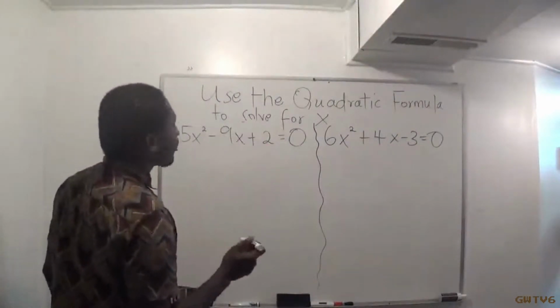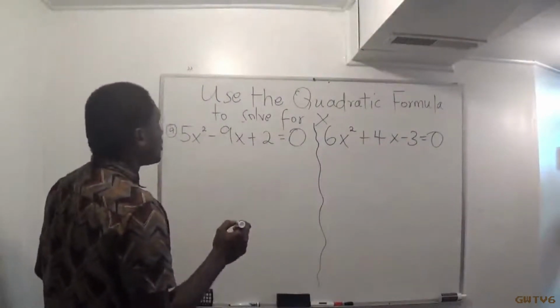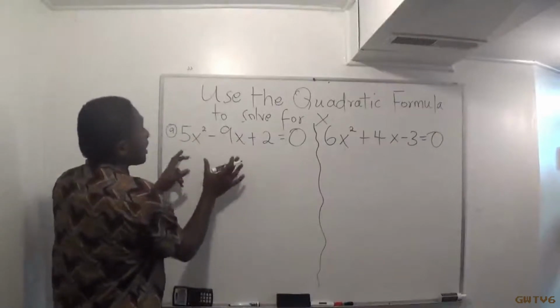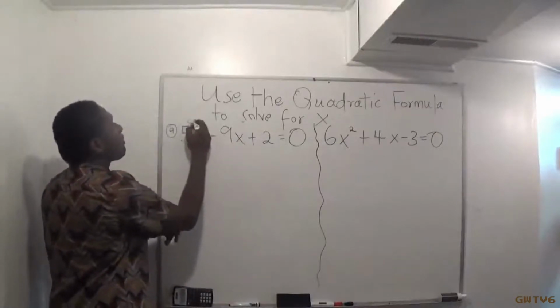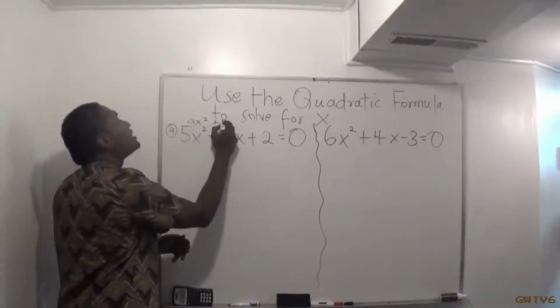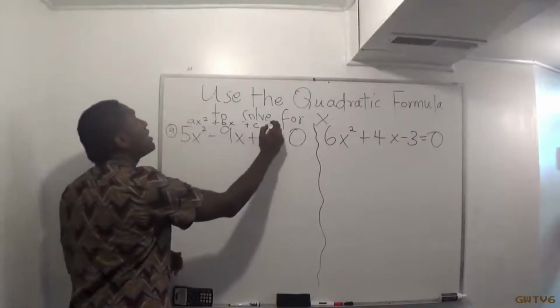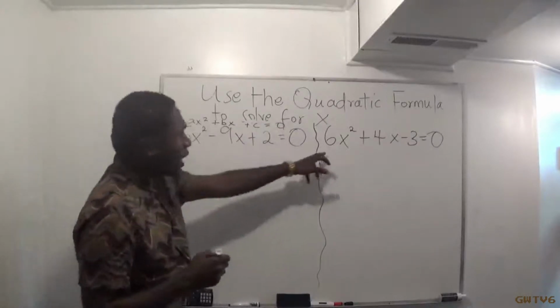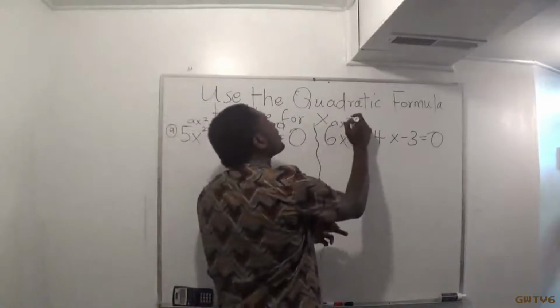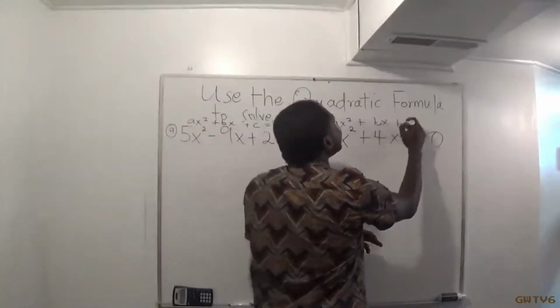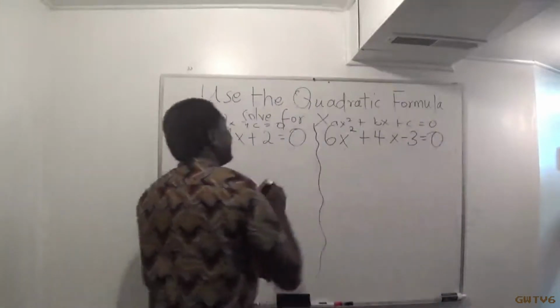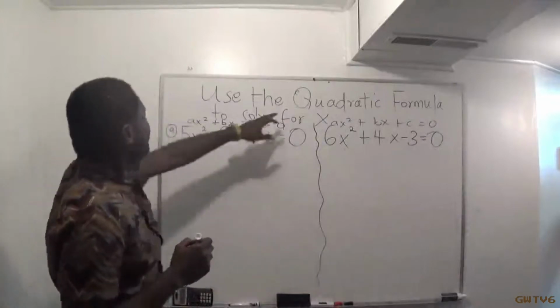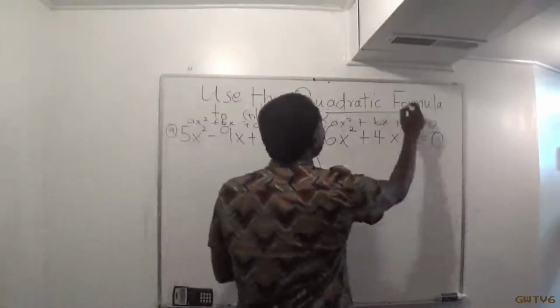I'm being asked to use the quadratic formula to solve for x. But what is the quadratic formula? First, I know this is in the form ax squared plus bx plus c equals 0. Same thing for that one, it is in that form. And I have to use the quadratic formula.